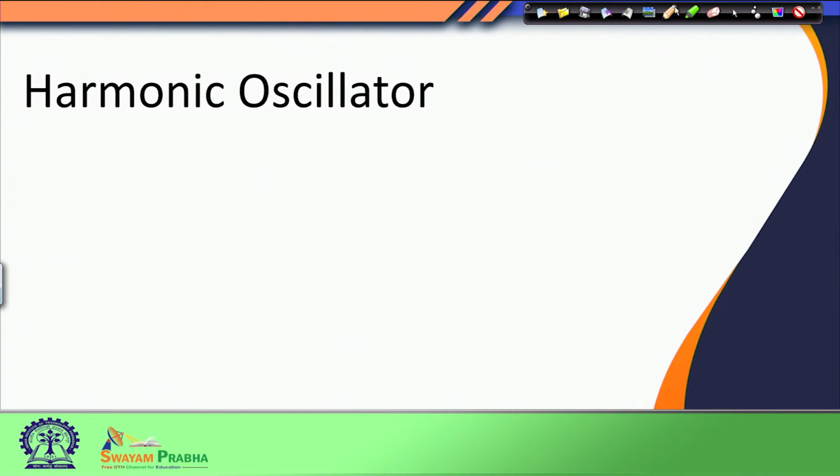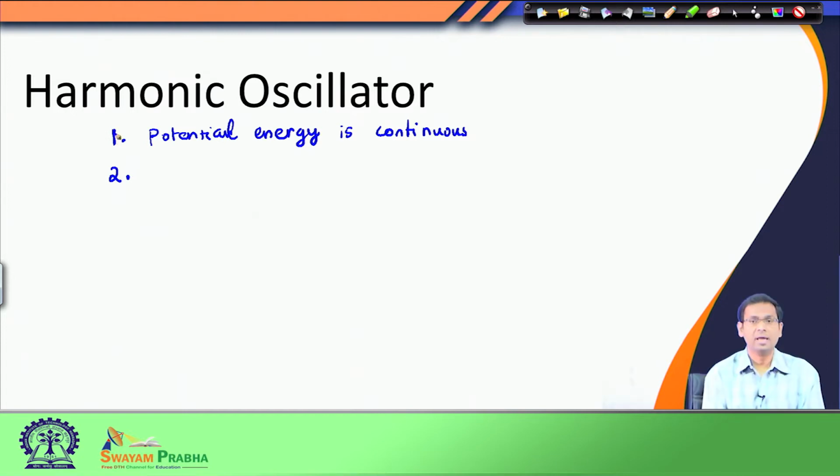When you discuss the harmonic oscillator, the first difference is that here in this problem the potential energy is a continuously varying function. The second point that we will discuss is that when we say harmonic oscillator, we often have a simple pendulum or a spring in mind.